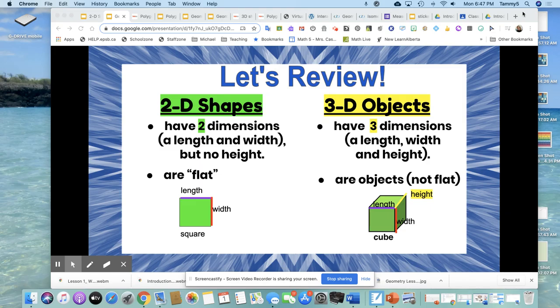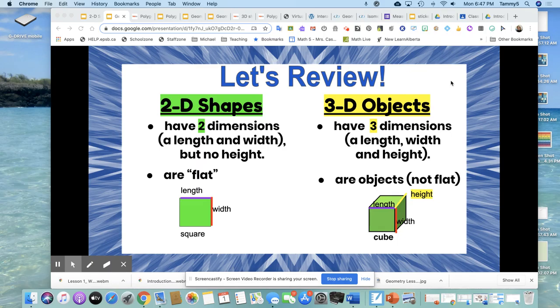Hi, grade threes. Yesterday we started our unit in geometry and we learned the difference between 2D shapes and 3D objects. We learned that 2D shapes have two dimensions, a length and a width, but no height. They are essentially flat. So a square is an example of a 2D shape. A 3D object has three dimensions with a length, width, and height and is not flat. A cube is an example of a 3D object.